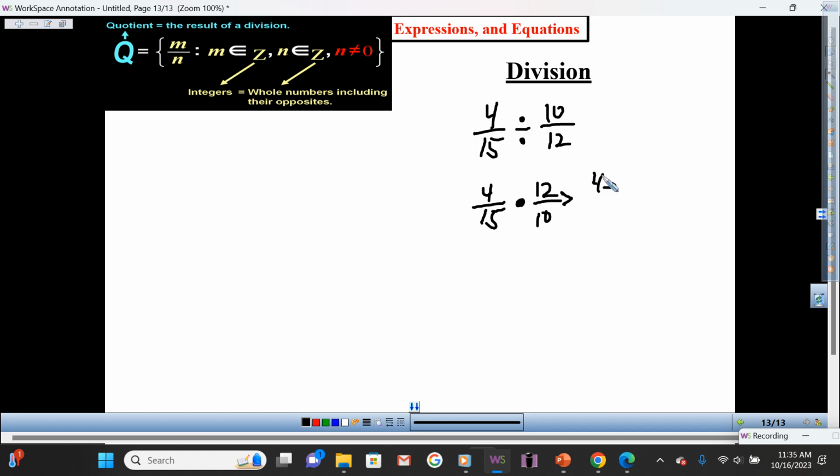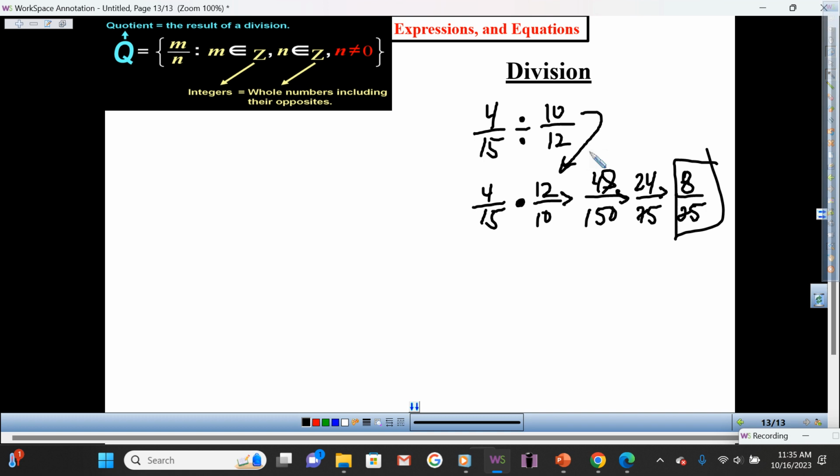What is 4 times 12? 48. 15 times 10? 150. Can we divide by 2? Let's see, that's 24 over 75. Can we divide by 3? Yes, that's 8 over 25. Okay? But once again, are we going to use this same process? Kind of. The first step, I just want to make sure you understand why we do the flip.